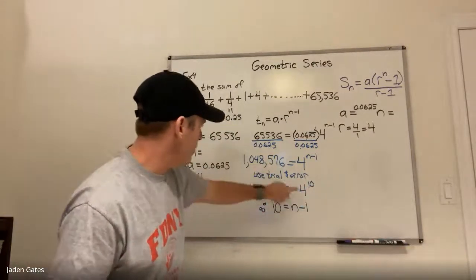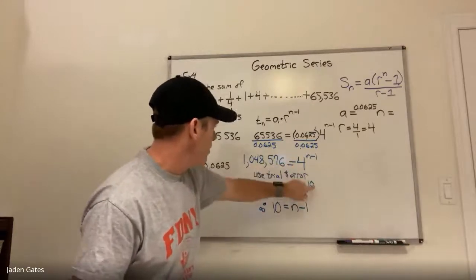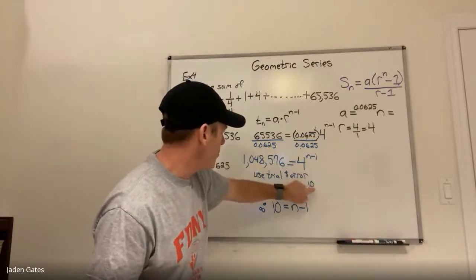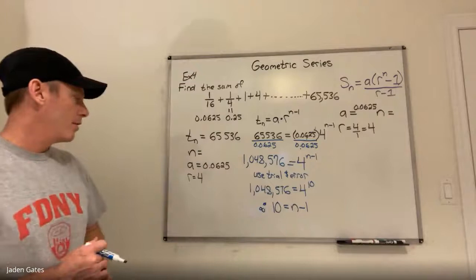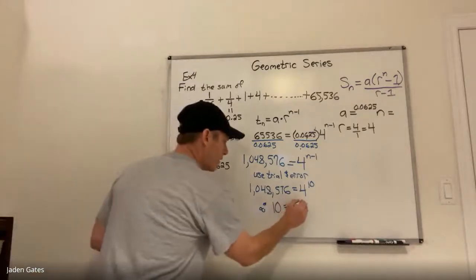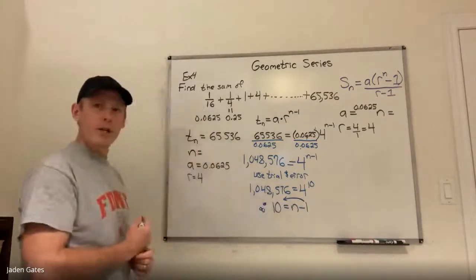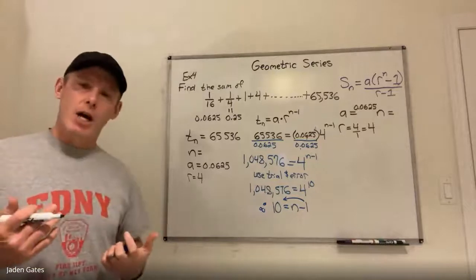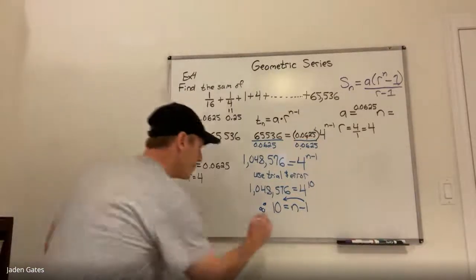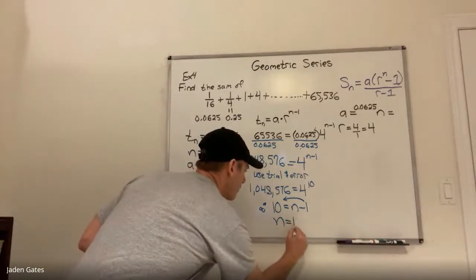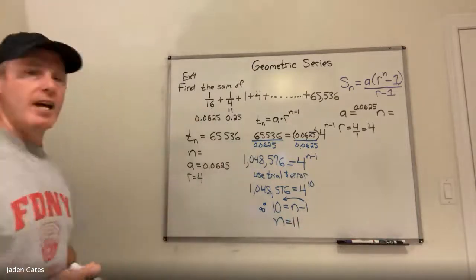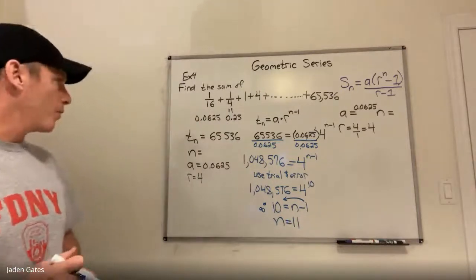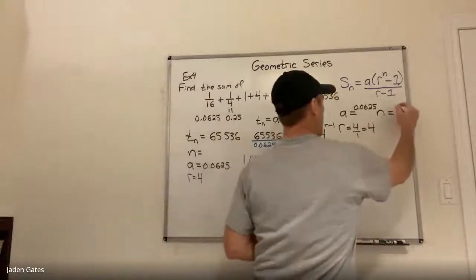Everything matches here, the base, the number. Now the exponents match up, where 10 is equal to n minus 1. Now I can solve for n, because I'm going to bring that -1 over to the other side and change the sign. So it's going to be 10 plus 1. So there's actually 11 terms that we're adding up here. Put that over here. There we go.